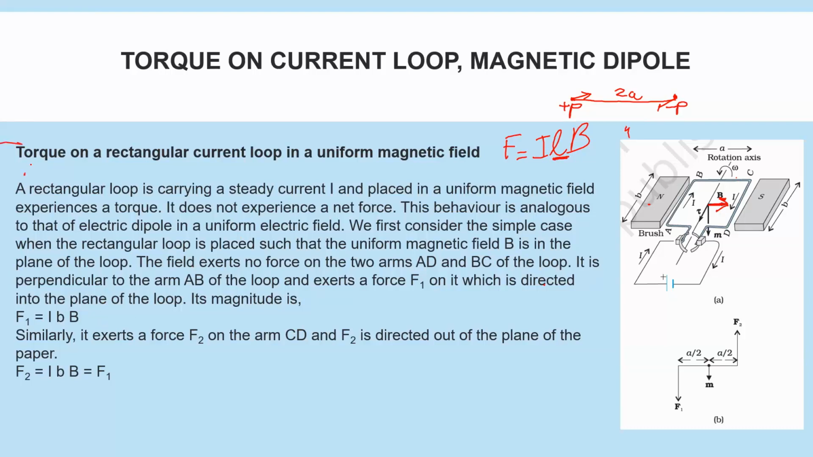Okay, so that is going to be B, and then it is going to exert force F2 on CD. F2 is directed out of the plane of the paper. So F2 is equal to IbB. Again, the L over here is going to be b. Now you can see that F2 is equal to F1.